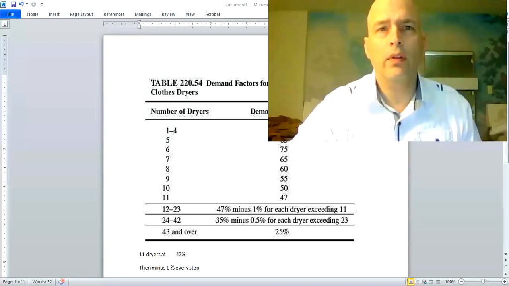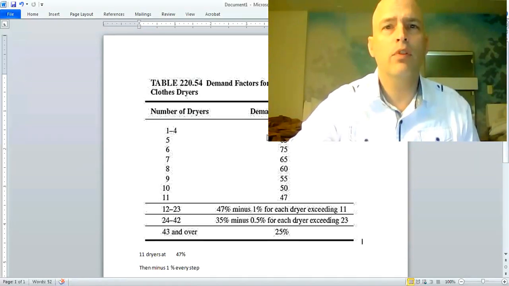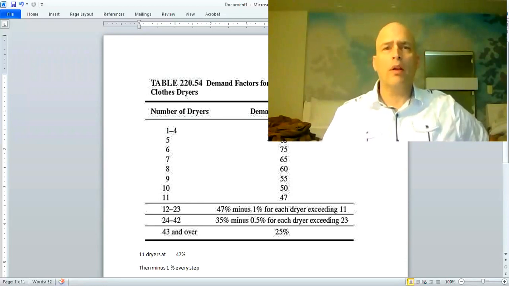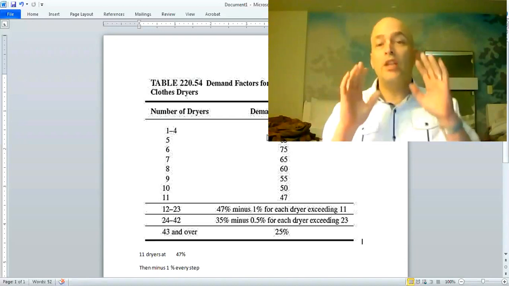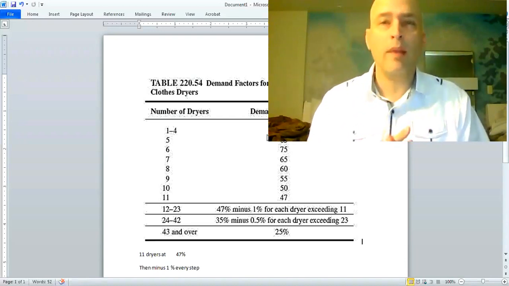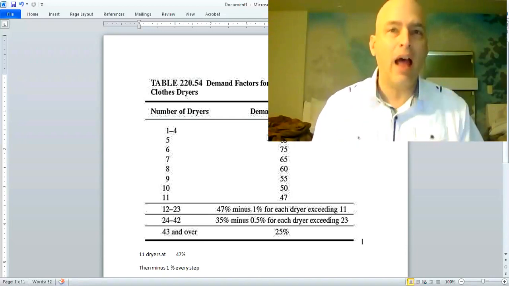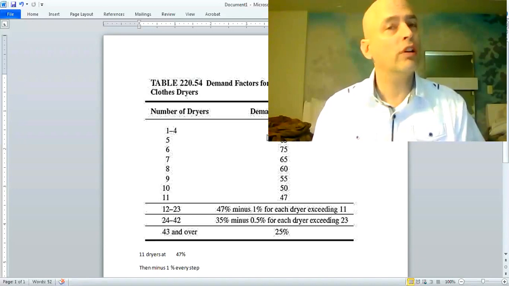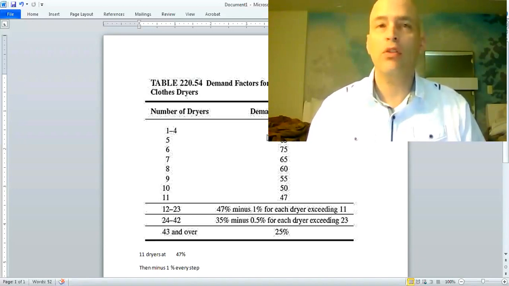You'll notice that the table in your book looks very similar to this, where you've got a demand factor, and a number of dryers listed on the left-hand column there. At the top, it's labeled 220.54, demand factors for household electric clothes dryers. All right, to begin with, the number one thing to remember about this table is that you cannot use this table for commercial dryers. This is strictly for residential dwellings. It can't be used in a commercial setting.